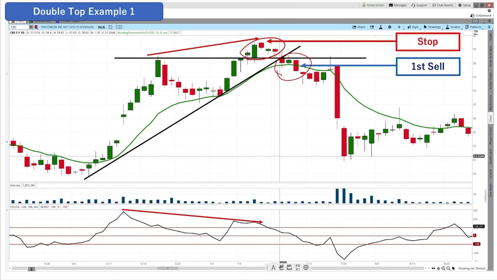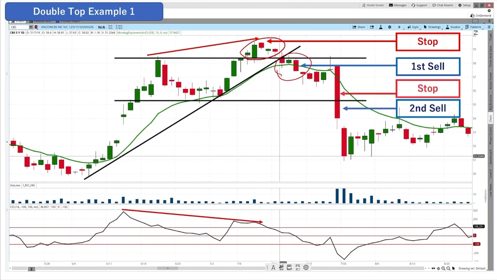We may take a second short position after the neckline breakout. We sell here and place a stop loss, and finally measure the profit target.